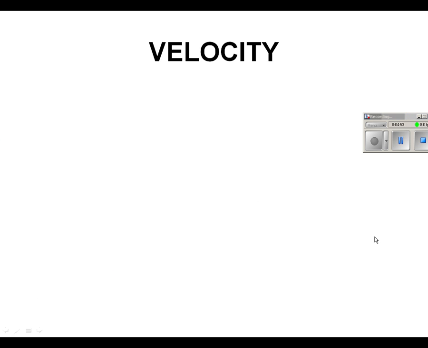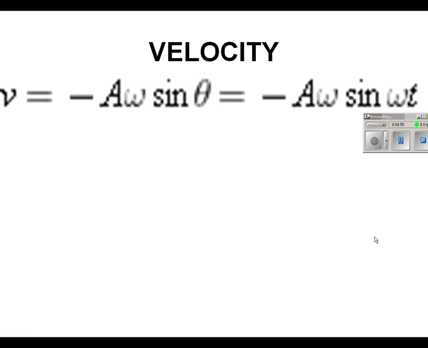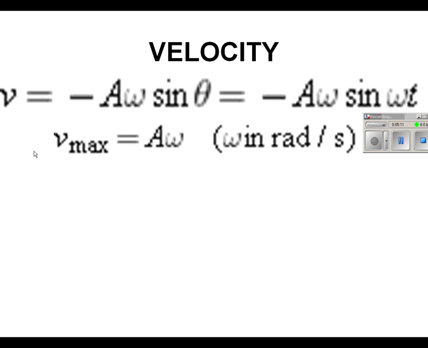The velocity equation has a sine in it. Now it has a negative there because the derivative of cosine, or the slope of a cosine, is a negative sine curve. So we have velocity equals A omega sine omega t. What's important to realize in this problem is that v max is A omega. This is the equation that we are going to worry about. The maximum velocity that this object oscillating on a spring has is equal to the amplitude times the angular frequency.